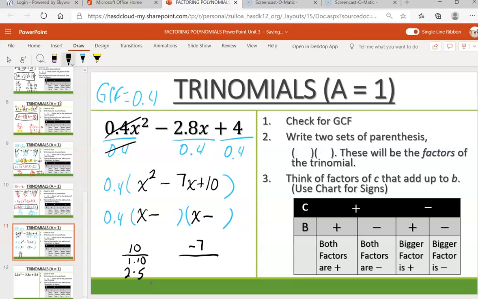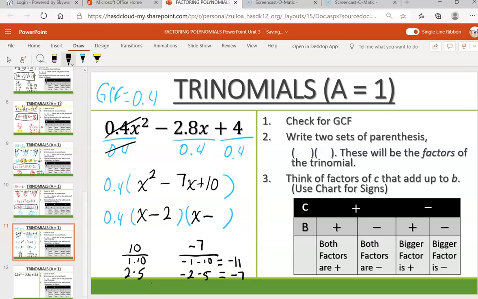Both of our factors have to be negative because there's a negative sign in each parenthesis. So we're looking at negative 1 minus 10 or negative 2 minus 5 to get negative 7. Negative 1 minus 10 is negative 11. Negative 2 minus 5 is negative 7. So both the 2 and the 5 go by the minus signs.